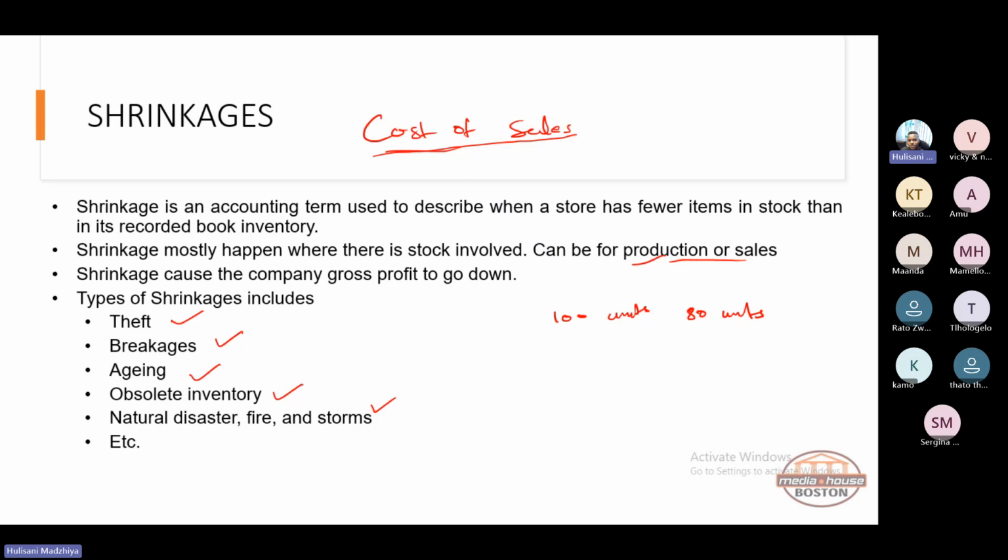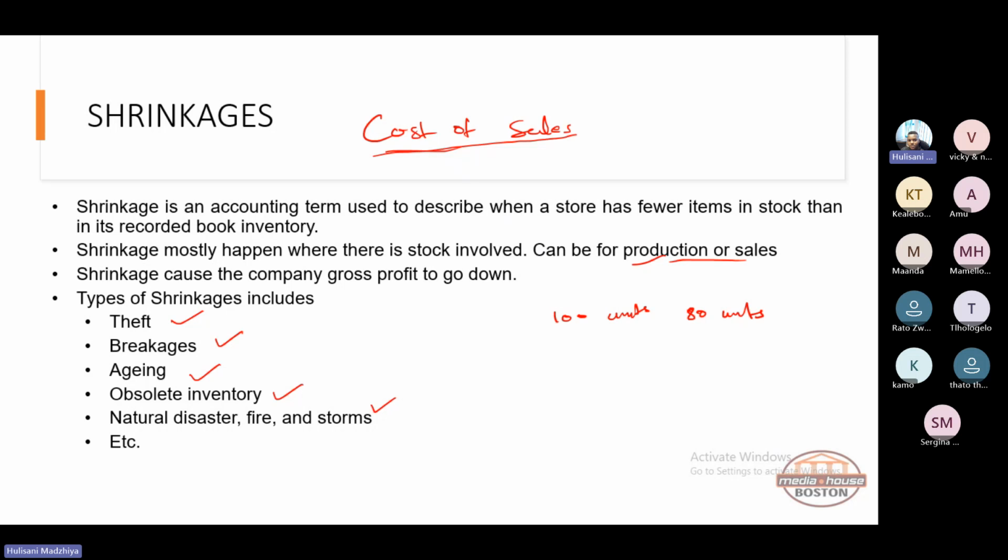And then another type that we have is called aging. Aging is when your product is no longer sellable. You have a product that is very old, so now you have to scrap it, or sell it or give it away. And then I've also got obsolete inventory. Obsolete inventory is inventory that becomes outdated, and you no longer know how to deal with it. Either you give it away, or you throw it away. And then natural disaster is when there are floods or fire that damage your inventory.